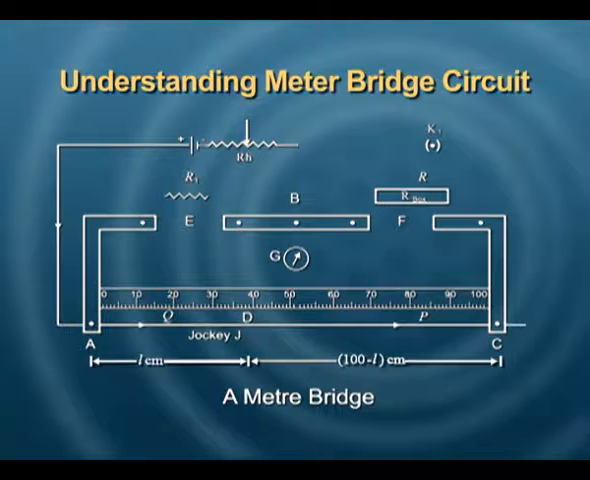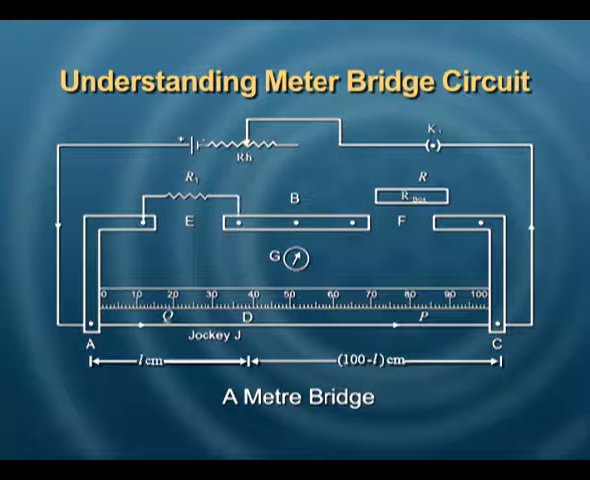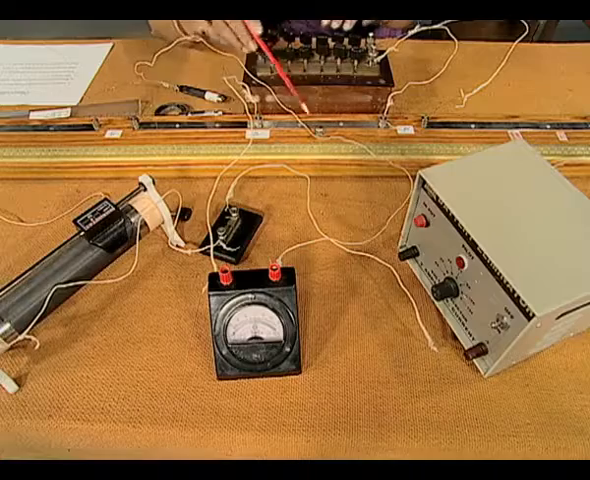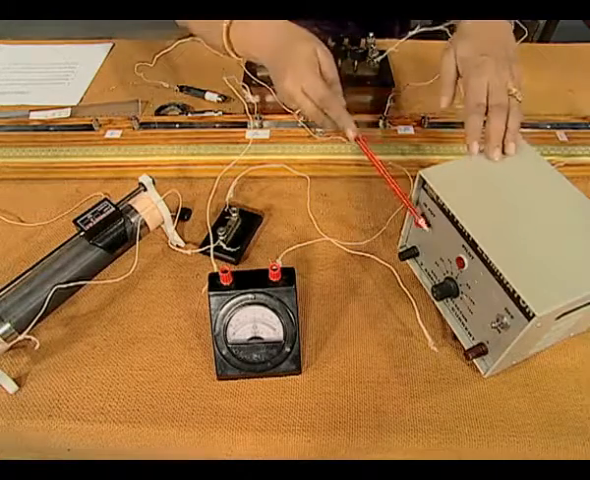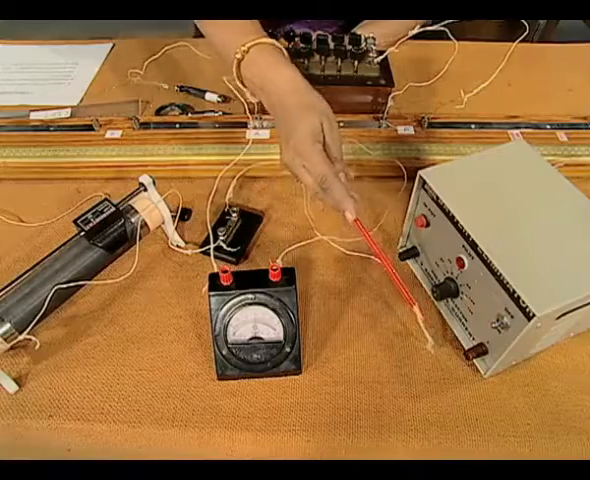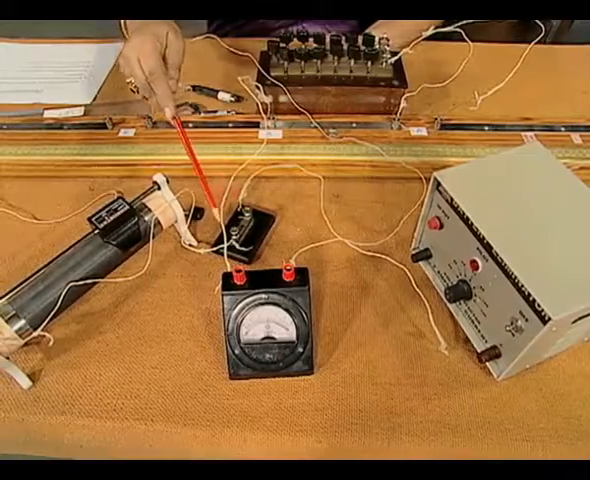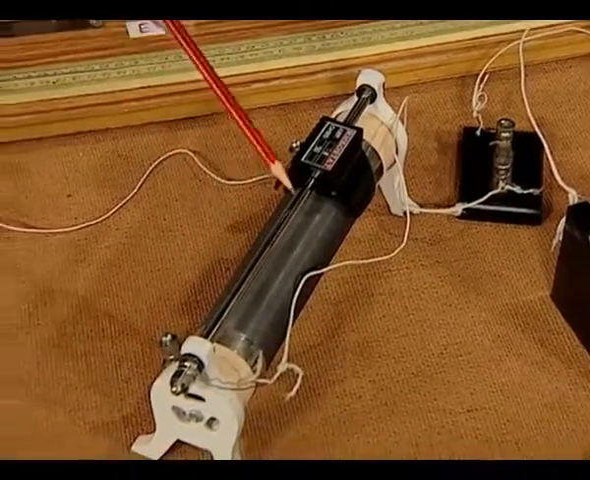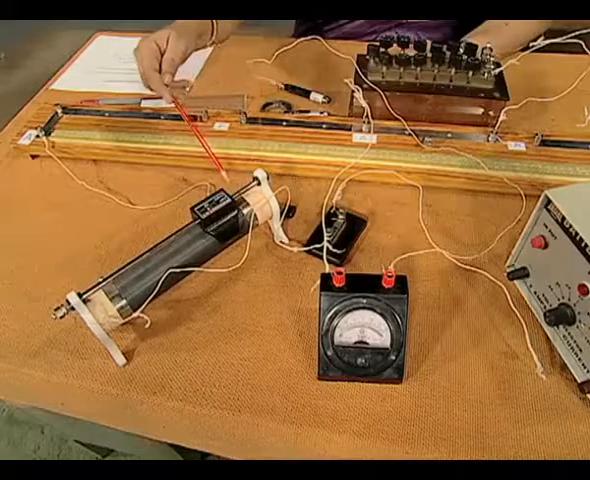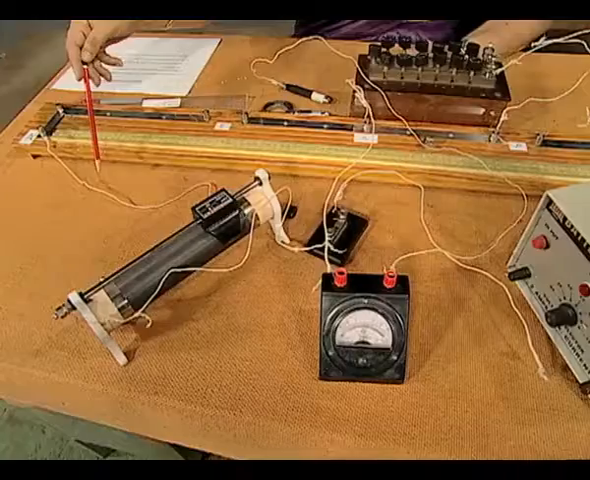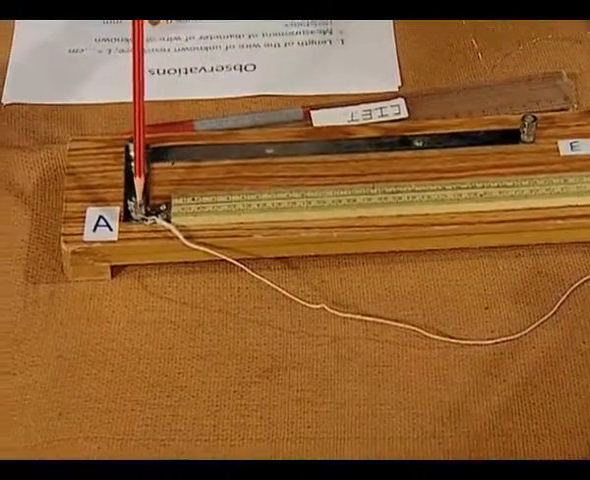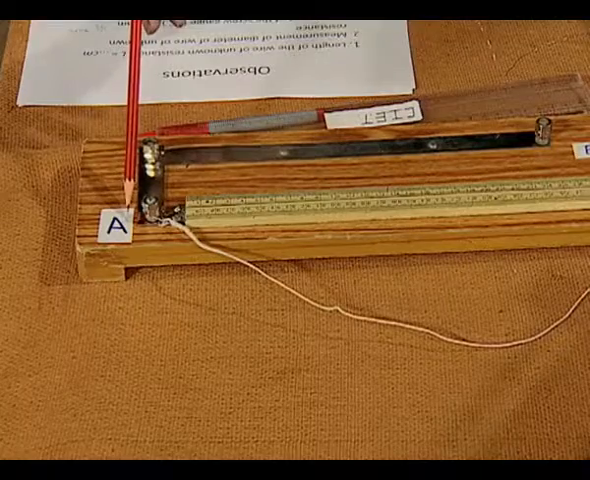Now, let us look at the circuit diagram. Let us see the circuit connection. This is our eliminator. From the positive of the eliminator output, the wire goes to the key, from the key to a rheostat to manipulate the value of current in the circuit. It should never be too much. Then this goes to one end of the meter bridge wire, which is marked A.